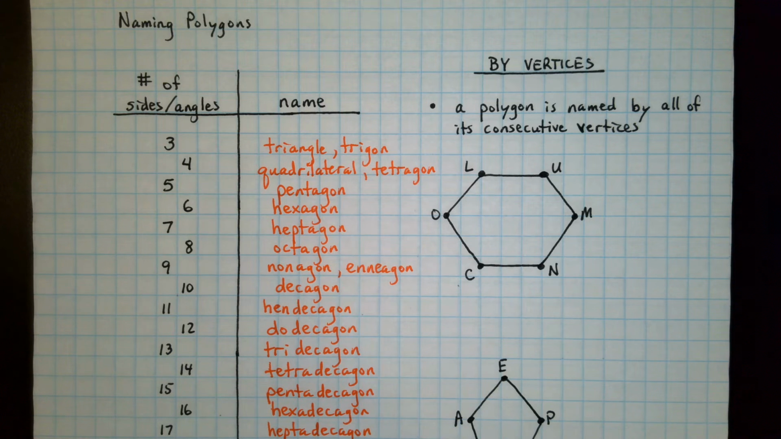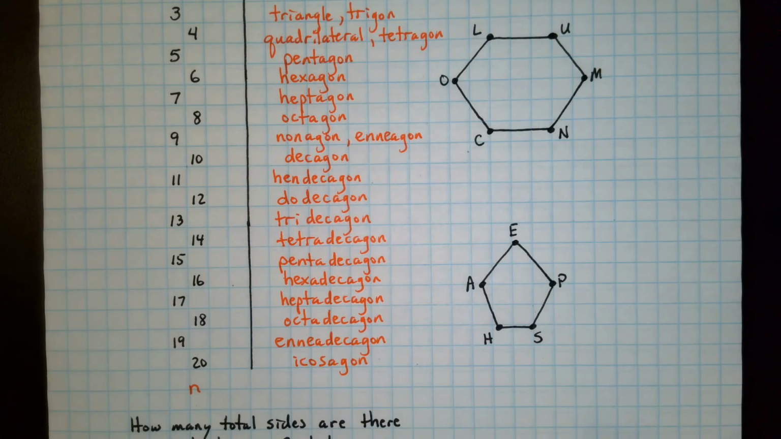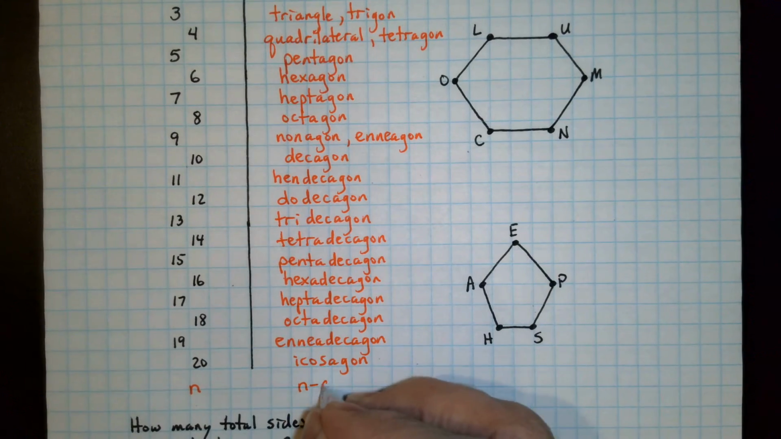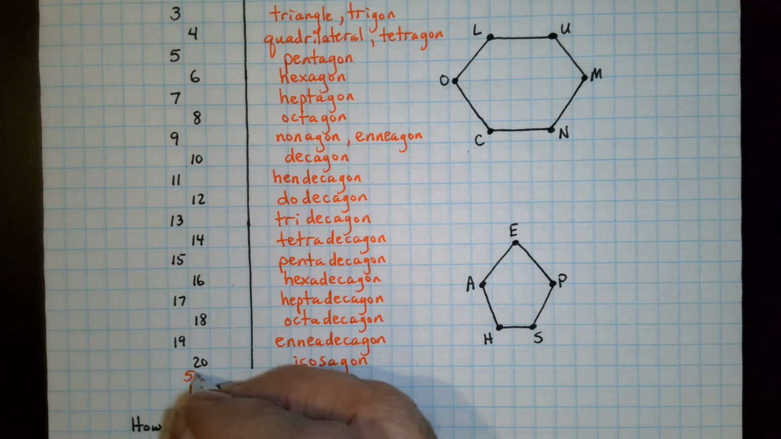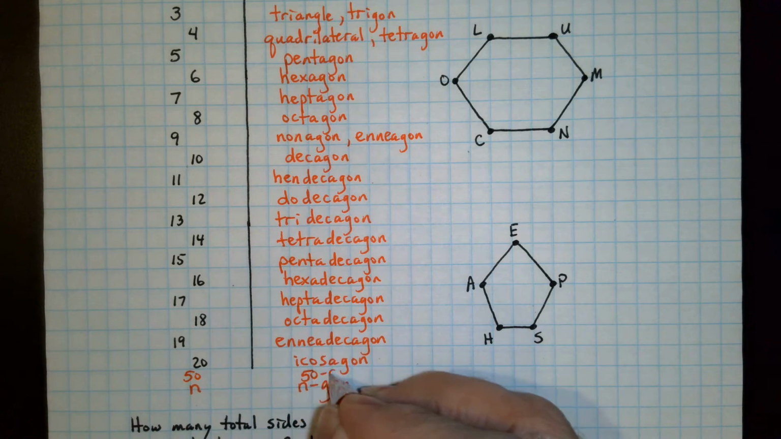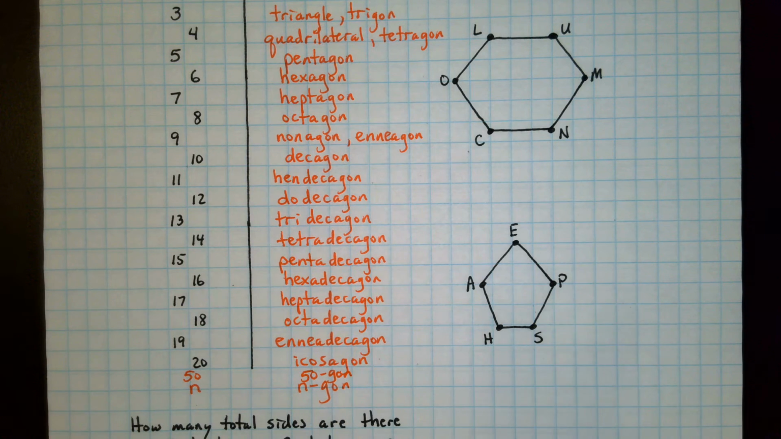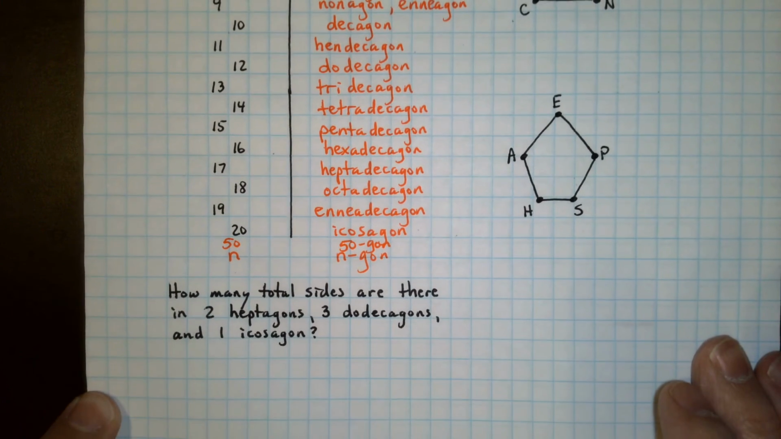Now anything beyond that, however many sides it is, if it has whatever n number of sides, we call that an n-gon. So if it had 50 sides, we would call that a 50-gon. Now there are other names for it, but most people don't use those beyond 20. So we can use that to answer questions like this.